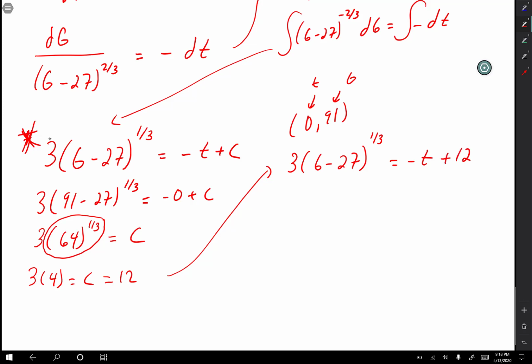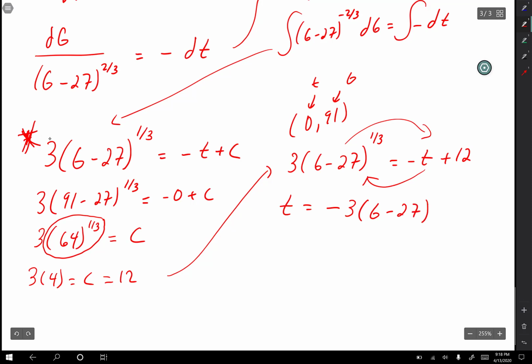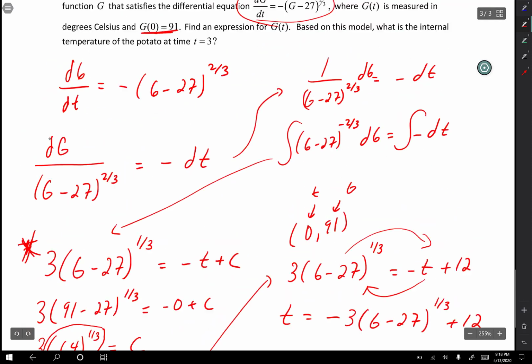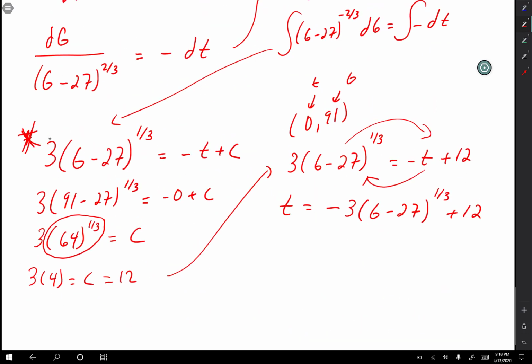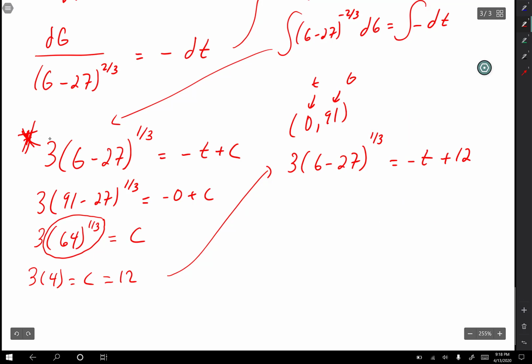So what we're trying to do is solve for t, right? So I'm just going to move this to the left and move this to the right. So t equals negative 3 times (g minus 27) to the 1/3 plus 12. And I believe that's it. Oh, wait. Did they want me to solve for t? No. They do not want me to solve for t. They want me to solve for g. Silly. So let me erase this. None of this is scripted, guys, as you can see. I just do it, and if I make mistakes, I make mistakes.